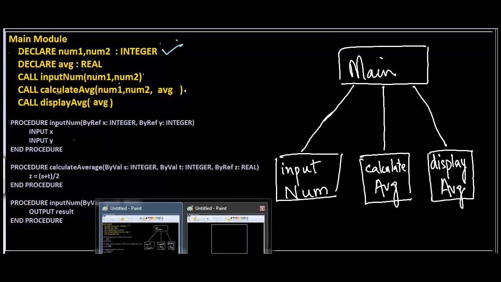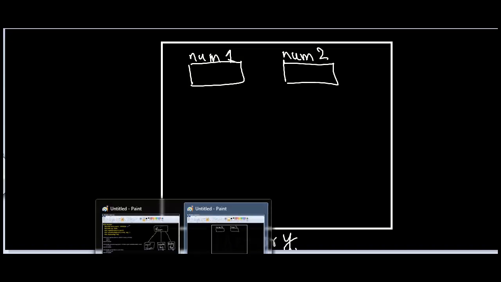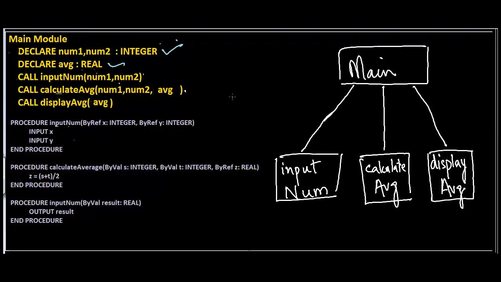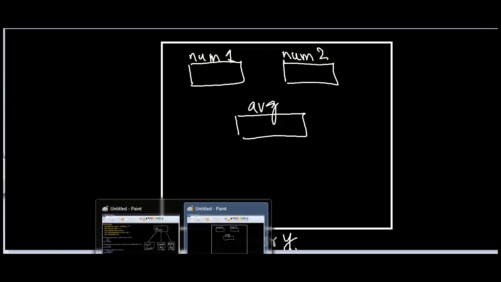Let me quickly go to my memory. Declare num1, num2 is going to allocate memory space for num1, and also some memory space for num2. Then the next instruction that gets executed, declare AVG, will allocate memory space for AVG. So far they've been allocated memory spaces, but no value has been assigned to them. Okay, so let's go back.